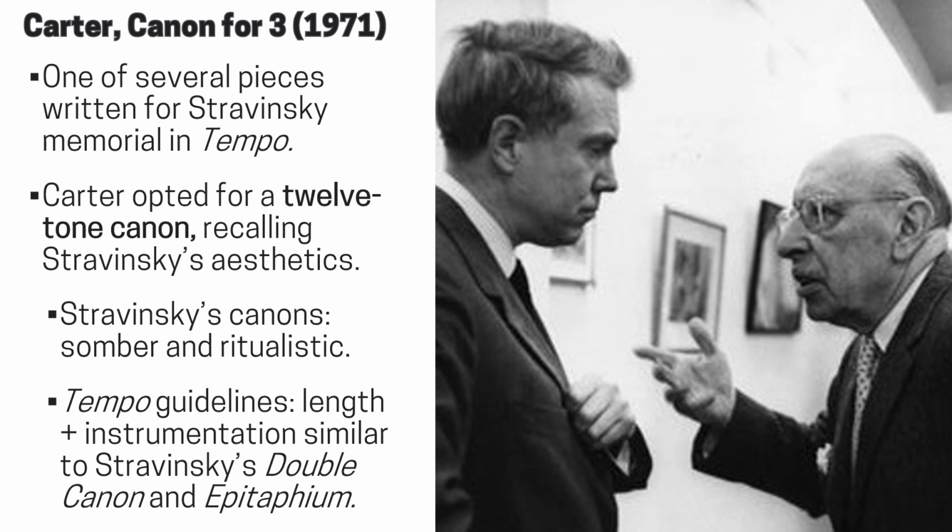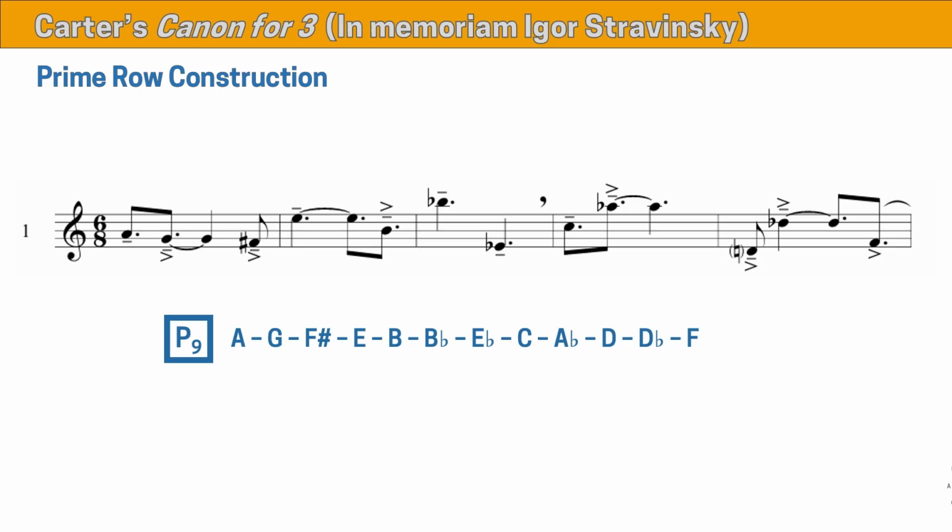to Igor Stravinsky. As Joe Straus has noted, canons in Stravinsky's late music often have a somber, ritualistic quality. And the call for compositions in Tempo was in fact inspired by 2 of Stravinsky's 12-tone memorial canons, his Double Canon for string quartet and Epitaphium for flute, clarinet, and harp. Let's look at the row Carter uses for his piece.